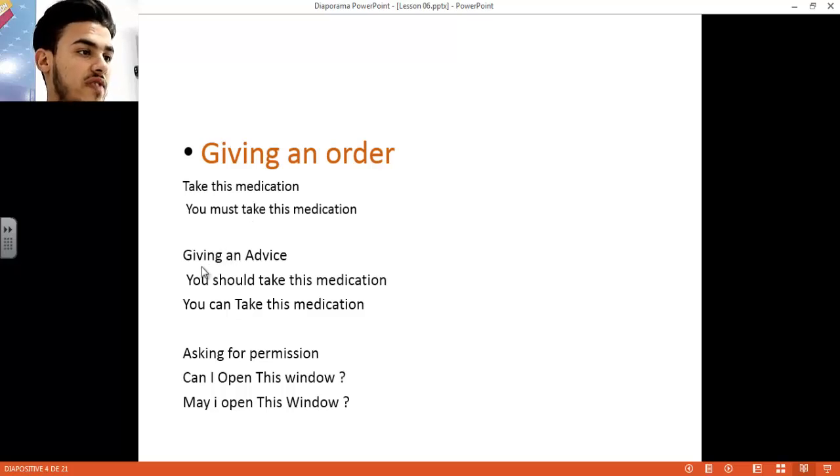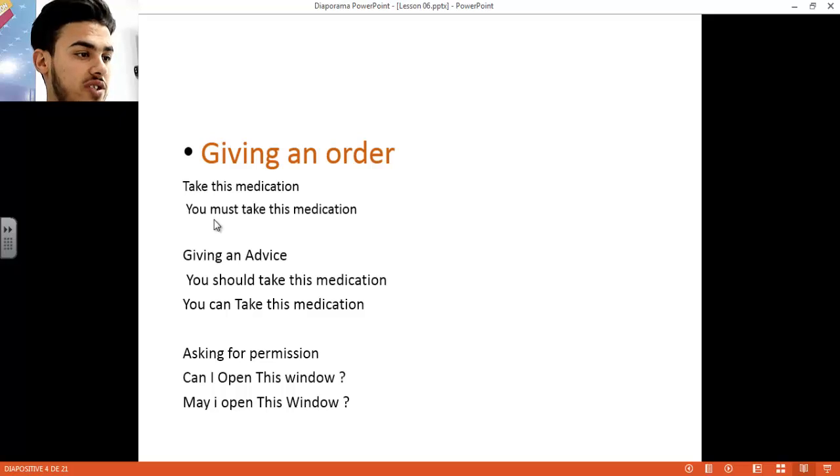We will move to giving advice. For giving advice, we have to use the modal should or can. You should take this medication, or you can take this medication. So the only difference here between an order and advice is in the degree of emphasis. In giving advice, the nurse is not obligating the patient to take his medication.